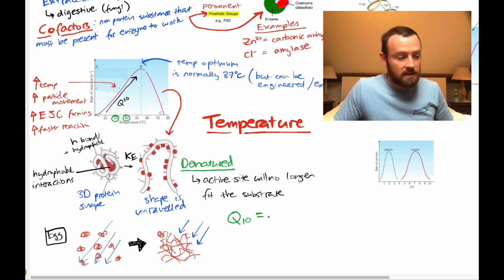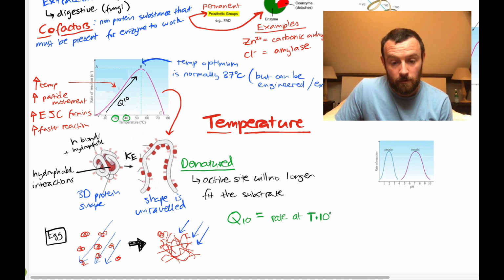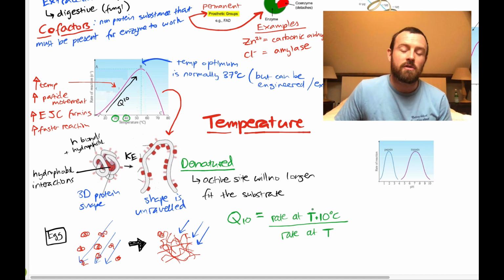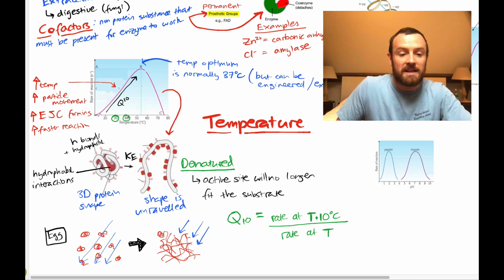So Q10 is equal to the rate of the enzyme at some temperature T plus 10 degrees, divided by the rate at the temperature T. So, for example, if we were working it out between 30 and 40 here, it would be the rate at 40 divided by the rate at 30. So that T in this case here would be 30. So 30 plus 10 would be 40, and then that's just the 30.